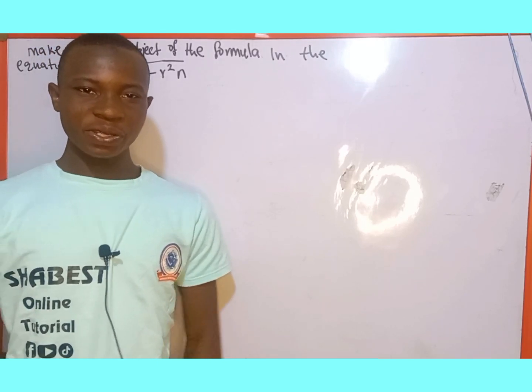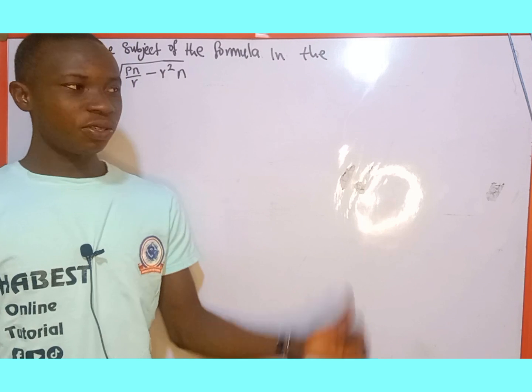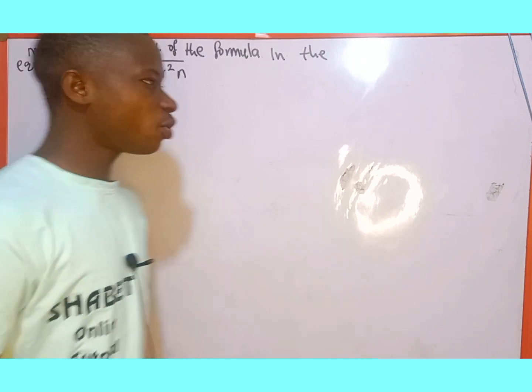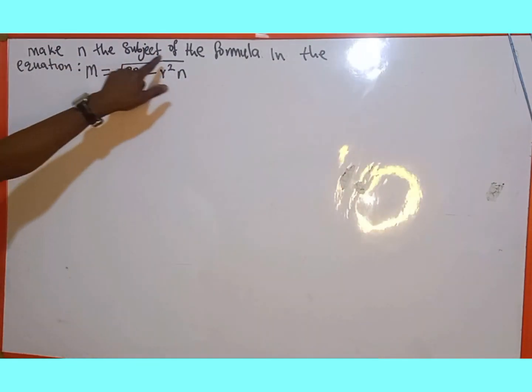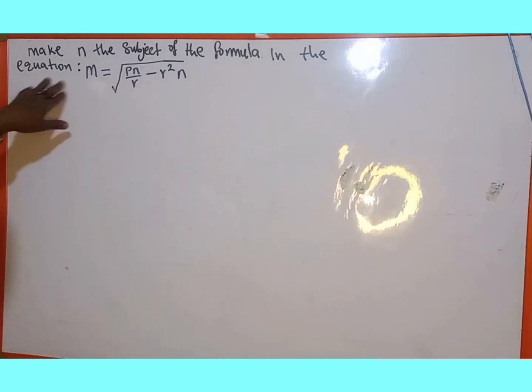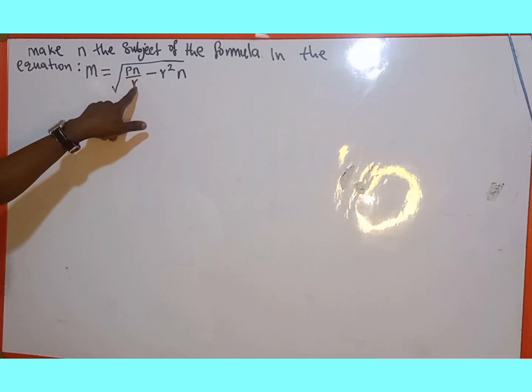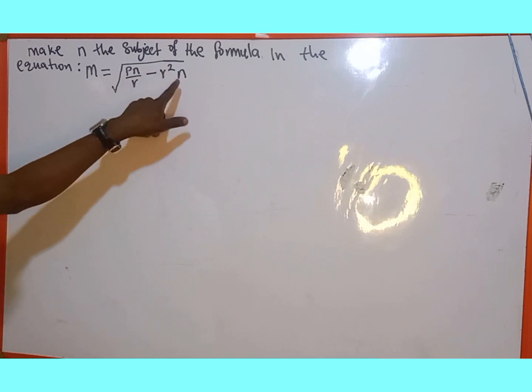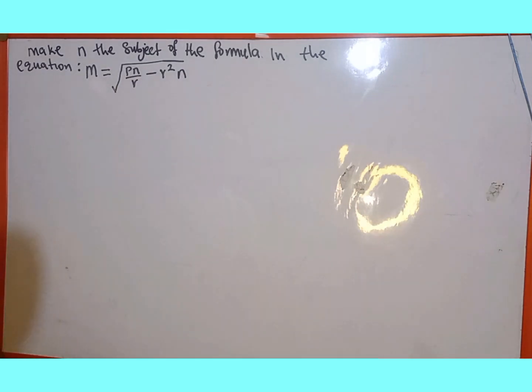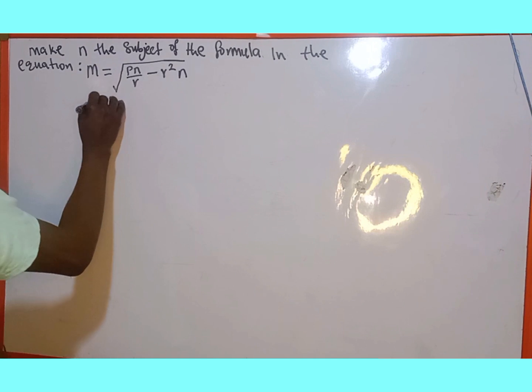In today's tutorial, we're going to learn how to provide a solution to this question on the board. The question reads: make n the subject of the formula in the equation m is equal to root of pn over r minus r squared multiplied by n. So let's get started. Solution.